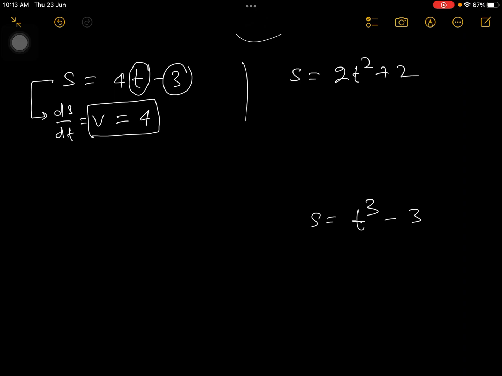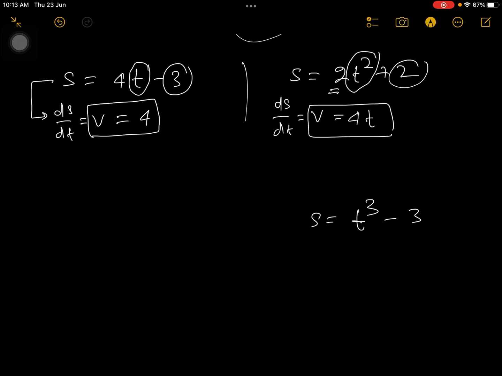Okay, now differentiate. This is very interesting. Now differentiate the second equation. ds by dt means velocity. So this t square, when you differentiate, will give 2t. So 2 is already present here, so it became 4t, and the constant will become 0. Now see here, velocity is 4t. Now focus on the third equation. ds by dt is 3t square, and this constant will be 0. So you got your velocity.